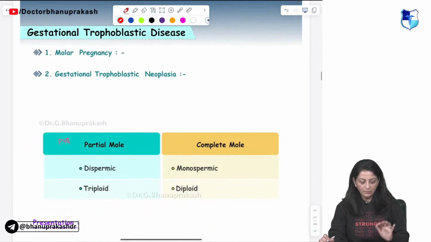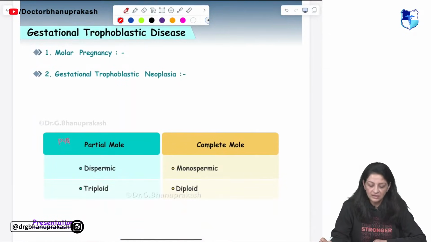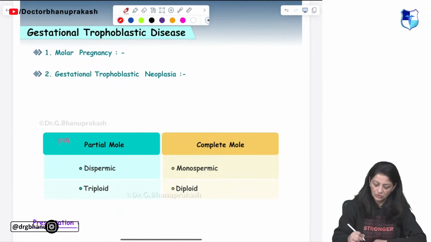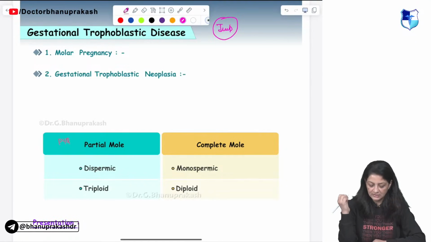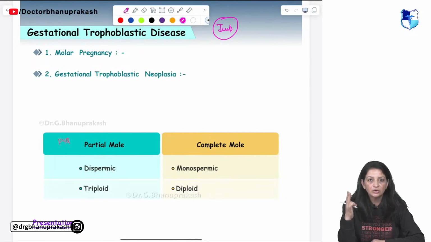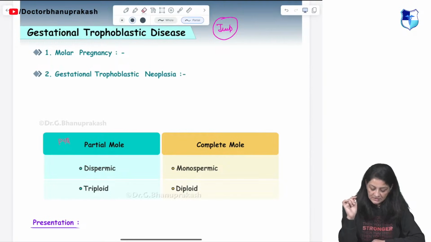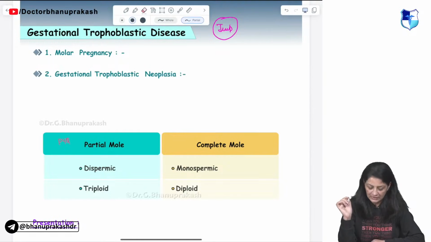Moving toward the next topic, gestational trophoblastic disease. This is also very important. There are two types of gestational trophoblastic disease. This is a disease of trophoblast. First of all, molar pregnancy. Second one, gestational trophoblastic neoplasia.